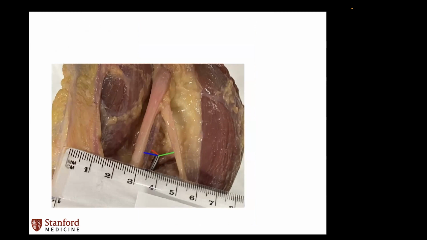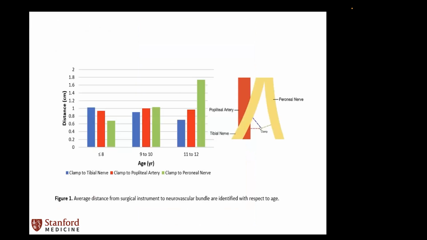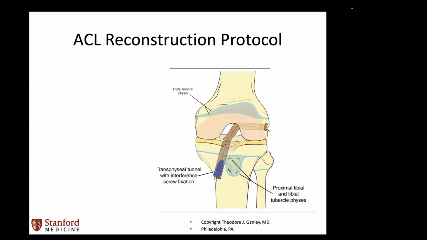Here's a picture from the lab, also measuring the distance. Green is the tibial and peroneal nerve. Red is the artery, the neurovascular structures. Blue is the tibial nerve. So that tip of the instrument is not very far away as you're passing that. And these are the measurements based on under the age of 8, 9 to 10, 11 to 12. You're about 0.7 to maybe 1.7 millimeters away from the artery, depending on the age of the patient. So keep that in mind when you're passing that. Keep that clamp close to the bone when you're passing it.